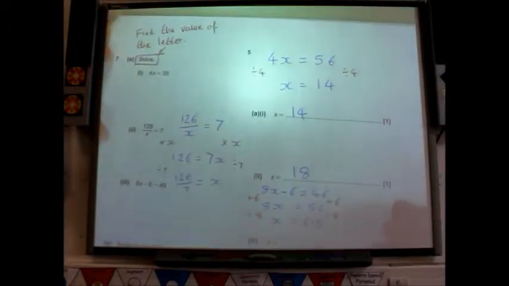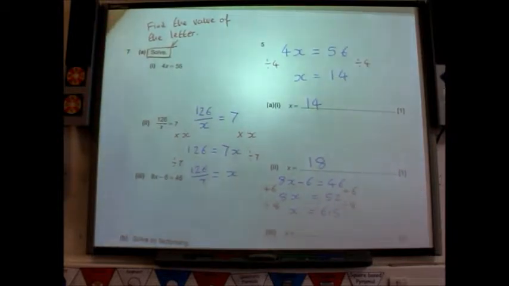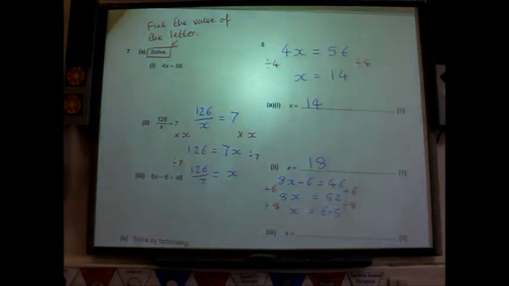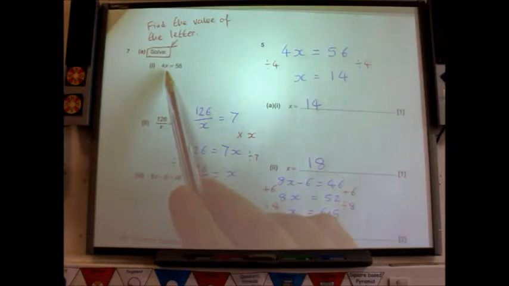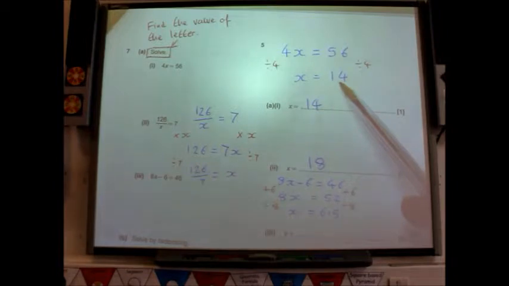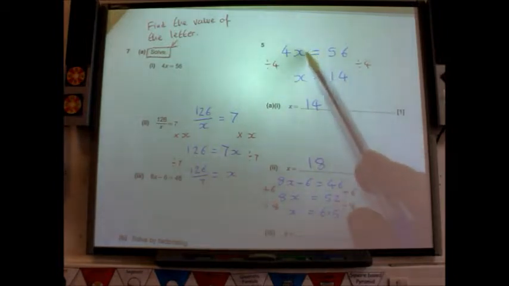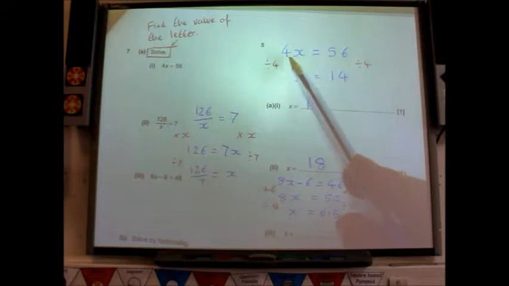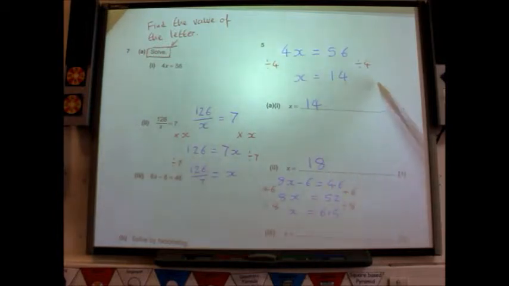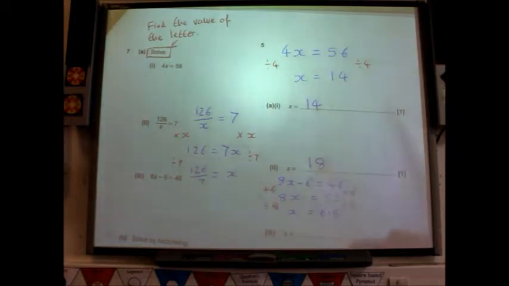Question 7, here we go. Solve. Solve means find the value of the missing letter. It's usually x, but sometimes they change it. So 4x equals 56. So 4 times what is 56? I always like to solve these the way I'd solve an equation with unknowns on both sides. So we want to get the x on its own. So what is happening to the x? Well, it's being timesed by 4. How do you undo a times by 4? You divide by 4. And because it's an equation, you must do the same thing to both sides. So the answer is 14. And if you want to check that, 4 times 14 will give you 56.